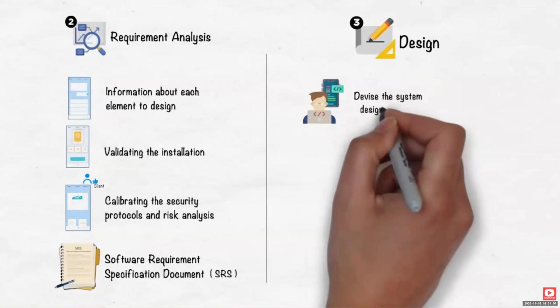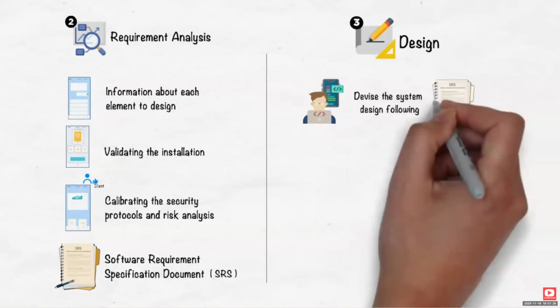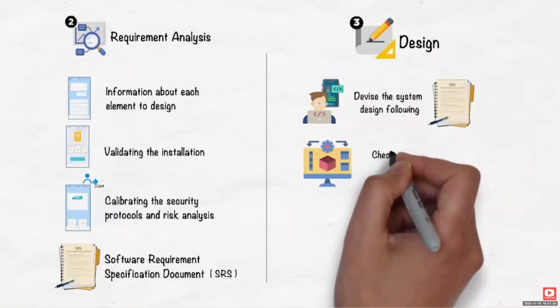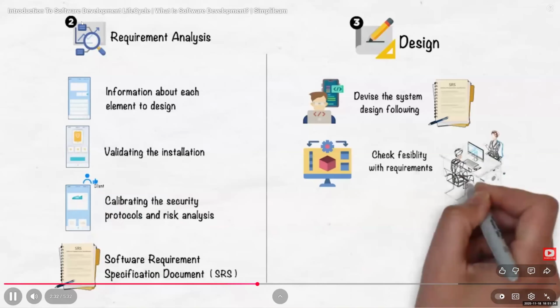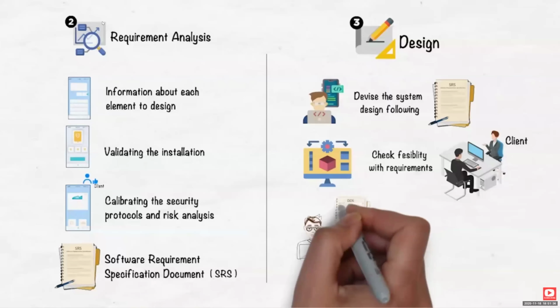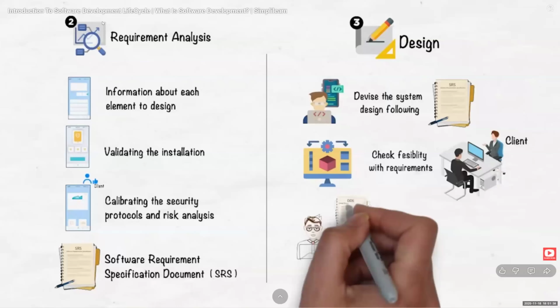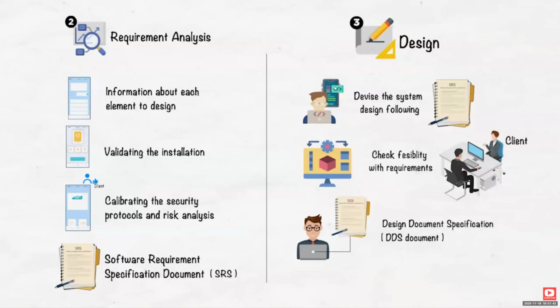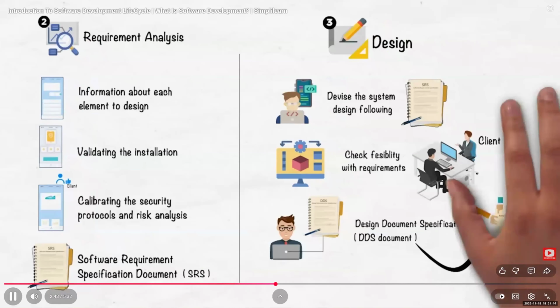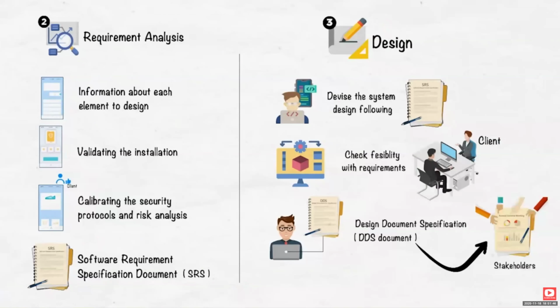After completing the second phase, third stage of software development, the design phase, the software designers will devise the system design following the SRS document. The system design defines the overall architecture of the software and checks its feasibility with the client's requirements. All the details of the design phase are added to the design document specification, also known as the DDS document, and shared with the analysts and stakeholders for review.